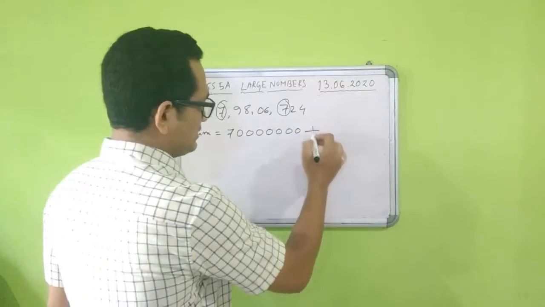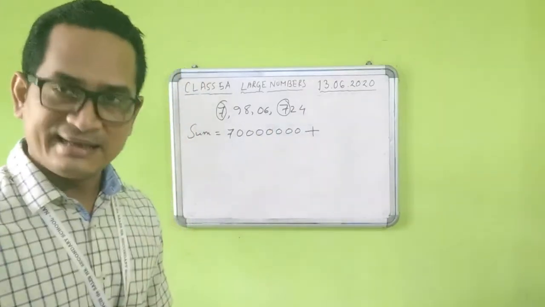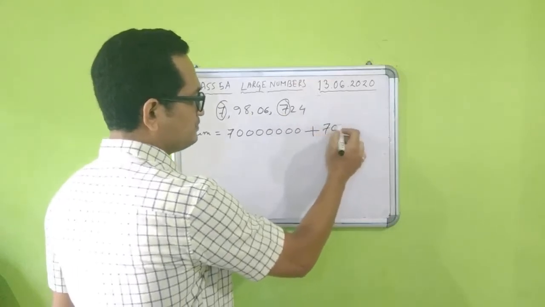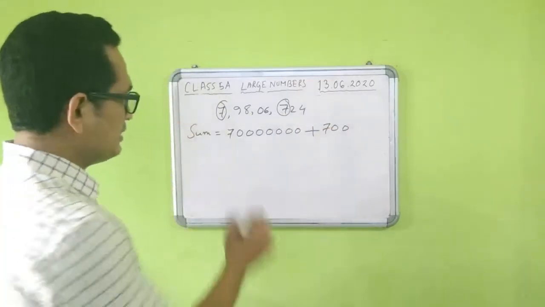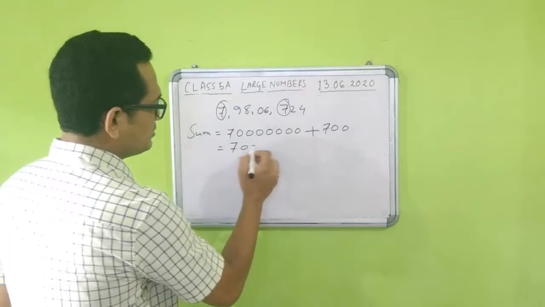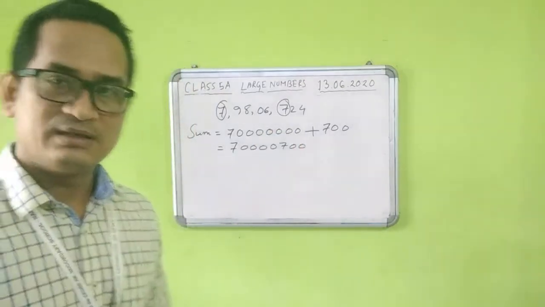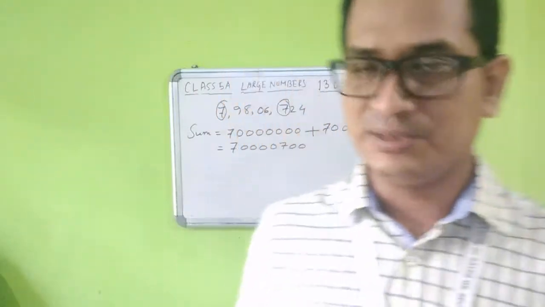Then we need to add the place value of the next 7. That is, this is in the hundreds place. So it will be 700. 7 into 100, 700. Now finally you need to add. So it will be 7 crore 700. So that will be the answer of this question.